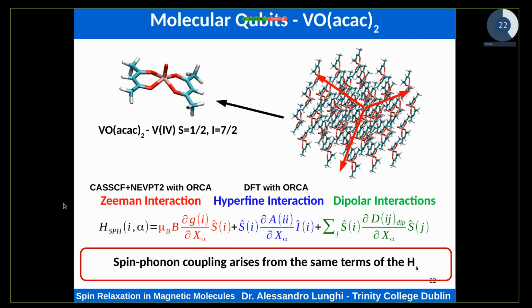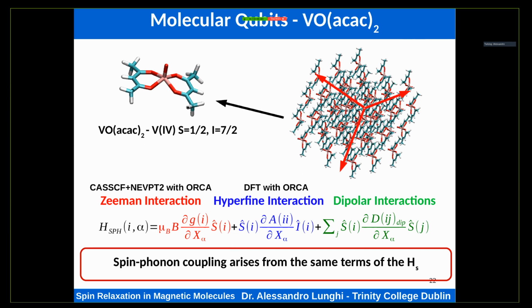We now need to derive the dynamical one, which means we need to calculate the spin-phonon coupling interaction. And what we do, we simply take the derivative of the spin Hamiltonian with respect to phonon positions. And if you look at the spin Hamiltonian, the only terms that depend on the atomic position are these coefficients here, G, A, and D. We can use electronic structure to calculate these quantities exactly as we did for the static ones.